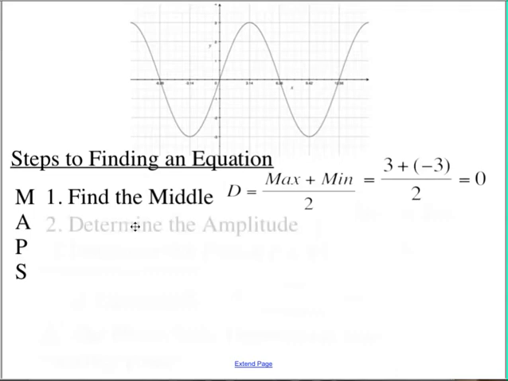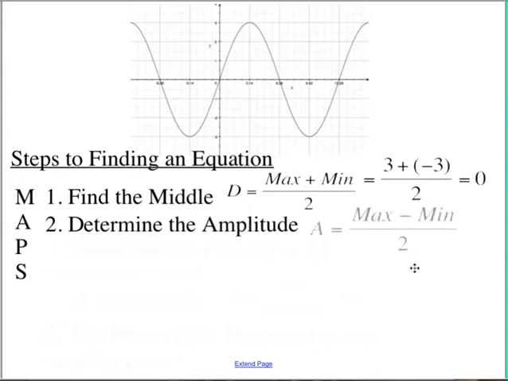The second step is determine the amplitude. The amplitude, remember, is half the full vertical distance from max to min. So it's the distance from max to middle, or minimum to middle. And then the algebraic way of finding it would be max minus min divided by 2. And in this case, we would do 3 minus -3, which is 6. 6 divided by 2 is 3. You could also do maximum minus the middle, so 3 minus 0 is just 3.